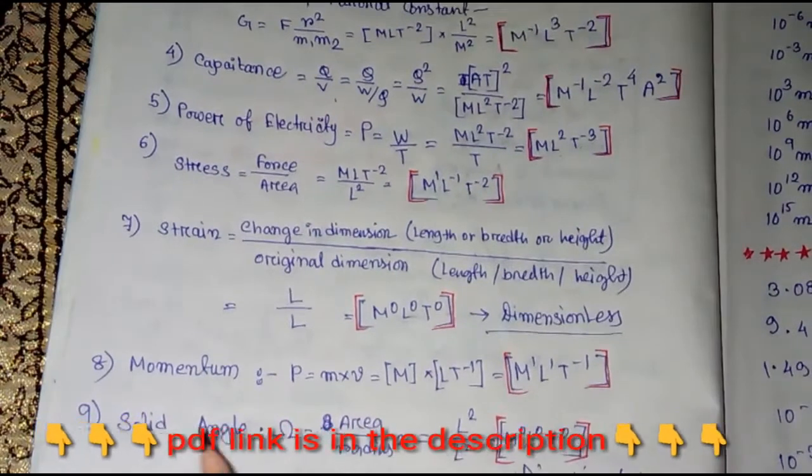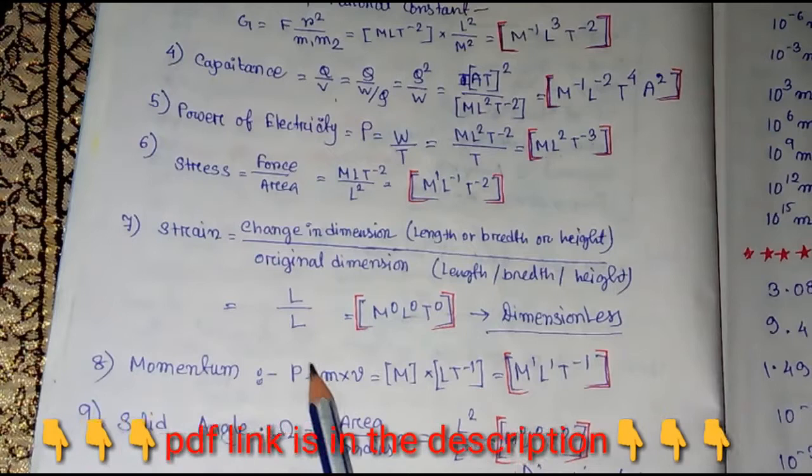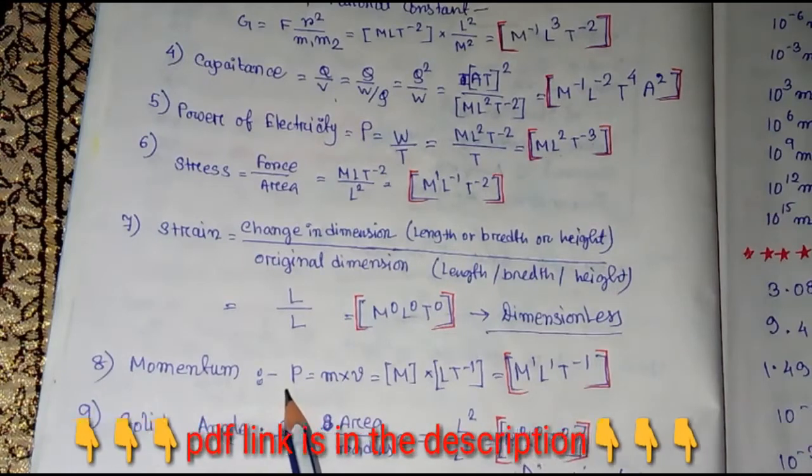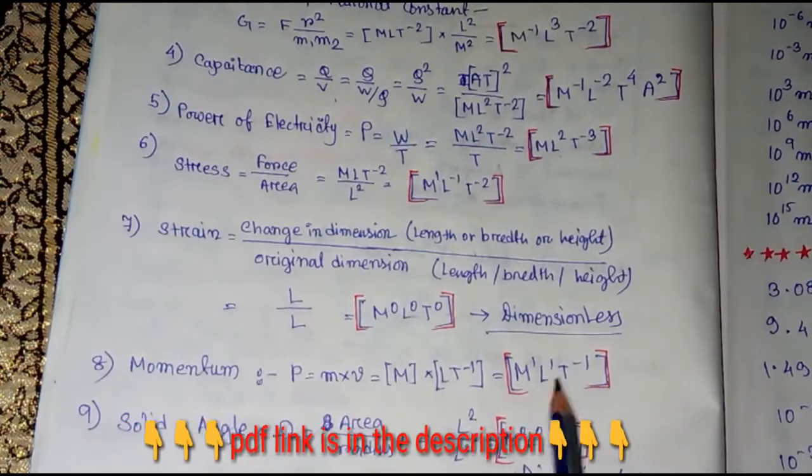Let's see the dimension of momentum. First we have to know the expression of momentum. The expression of momentum is mass into velocity. It is very easy: M1 L1 T to the power minus 1.